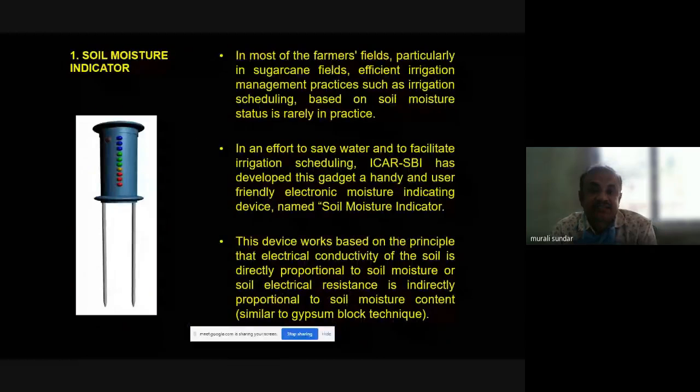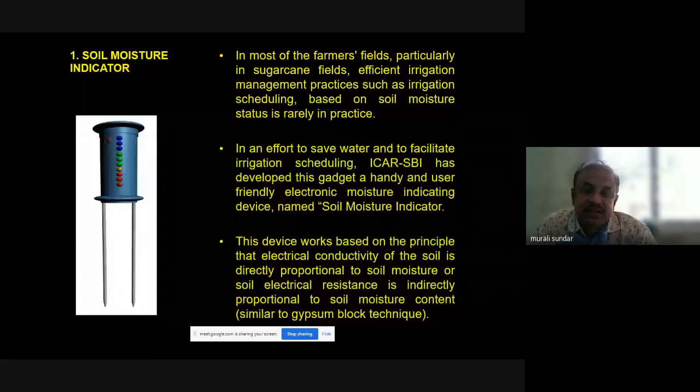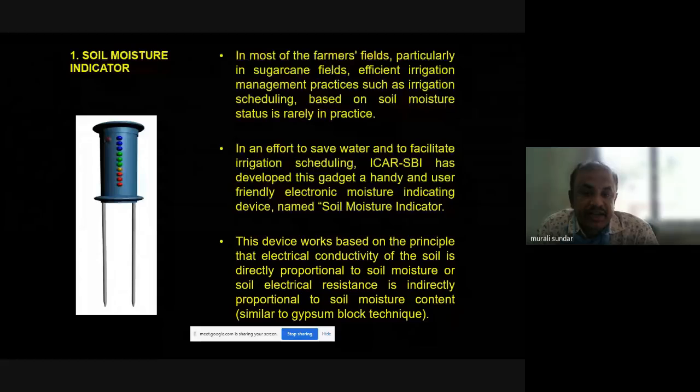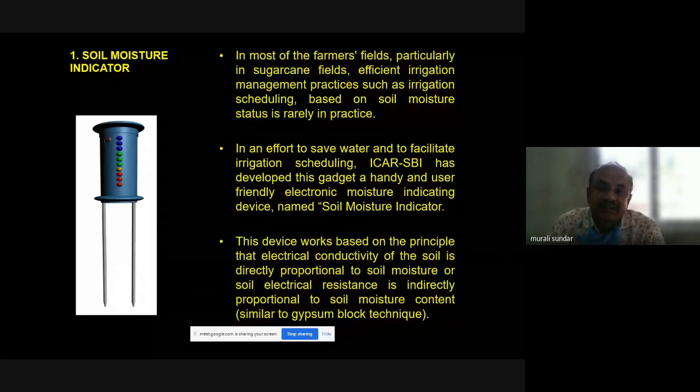Next slide. We have an array of technologies developed at the institute. Some of the technologies are quite common and can be used for other crops also. Based on that, I have selected nearly 8 to 9 technologies. Out of that, nearly 50% of the technologies can be used for other crops also. So agripreneurship is quite possible by adopting any startup or entrepreneurship technology for the program. The first one is the soil moisture indicator.